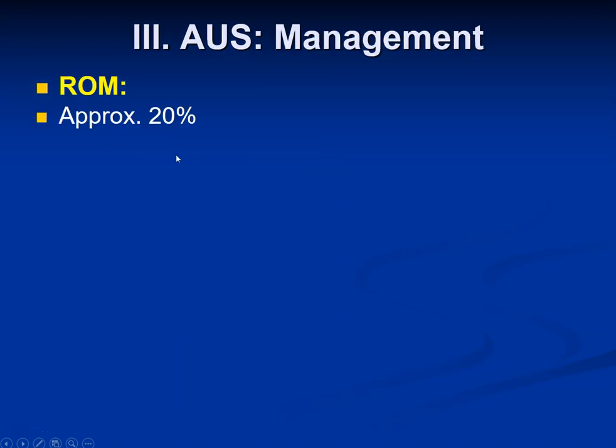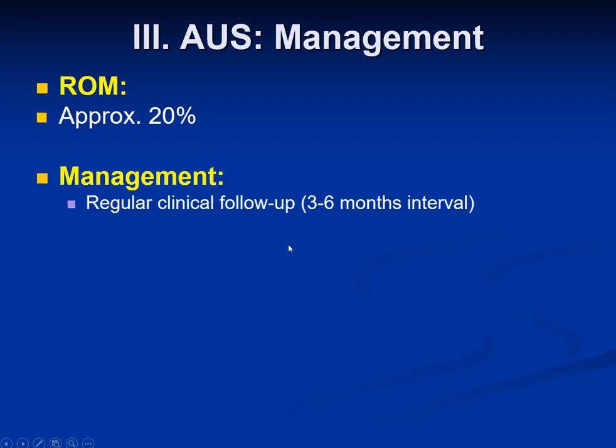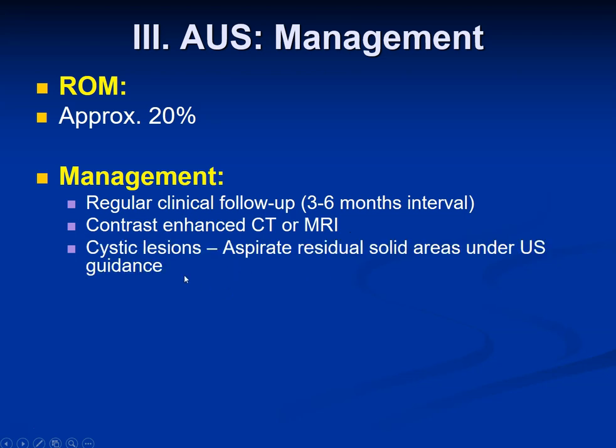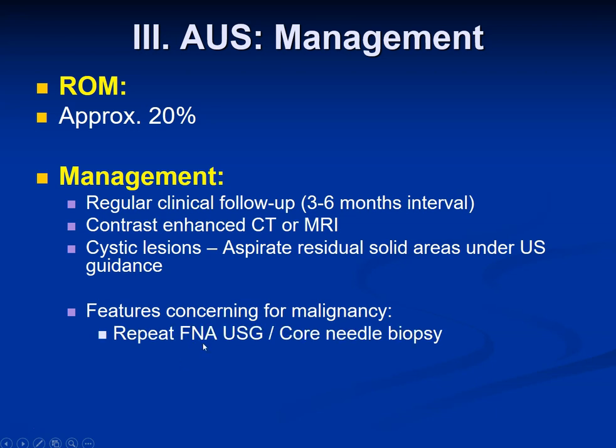The risk of malignancy is approximately estimated to be about 20%, and later I will show you some actual figures from international studies. And the management is regular clinical follow-up with imaging studies, and in cystic lesions to aspirate any residual solid areas under ultrasound guidance. If there are any features concerning for malignancy, definitely further tissue samples are required, whether it is ultrasound-guided FNA or core needle biopsy, or even consideration for open biopsy.